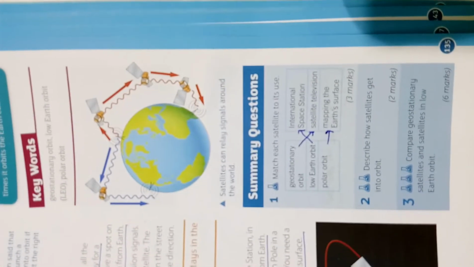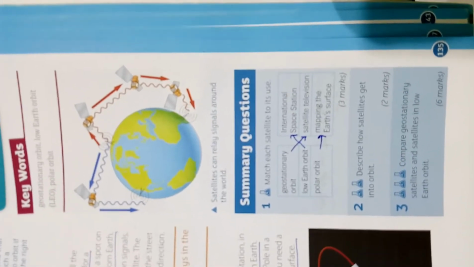How are you? We're going to continue with our lesson, Physics grade 7. Before we move on, the last time I think we stopped at page 135. We're going to continue from here. The summary questions as usual, let's tackle them together so that we move on. So you can see very clearly the first one we have to match, and you can see the matching very clearly.